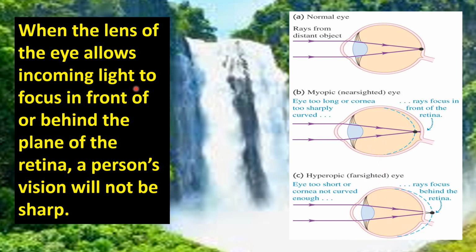A normal human eye can see distant objects and near objects distinctly because the image of the object is exactly formed by the eye lens on the plane of the retina. We say that this eye is a normal eye, right? When the lens of the eye allows incoming light to focus in front or behind the plane of the retina, a person's vision will not be sharp.